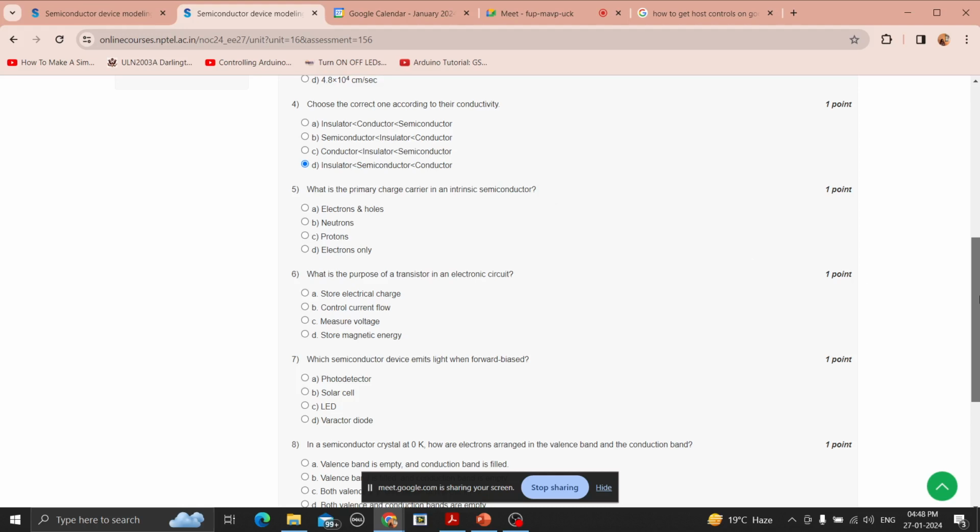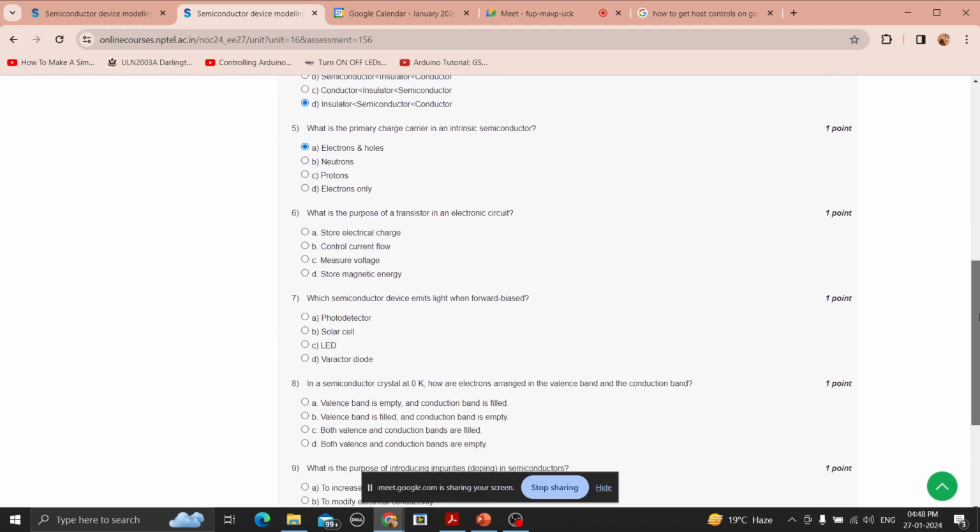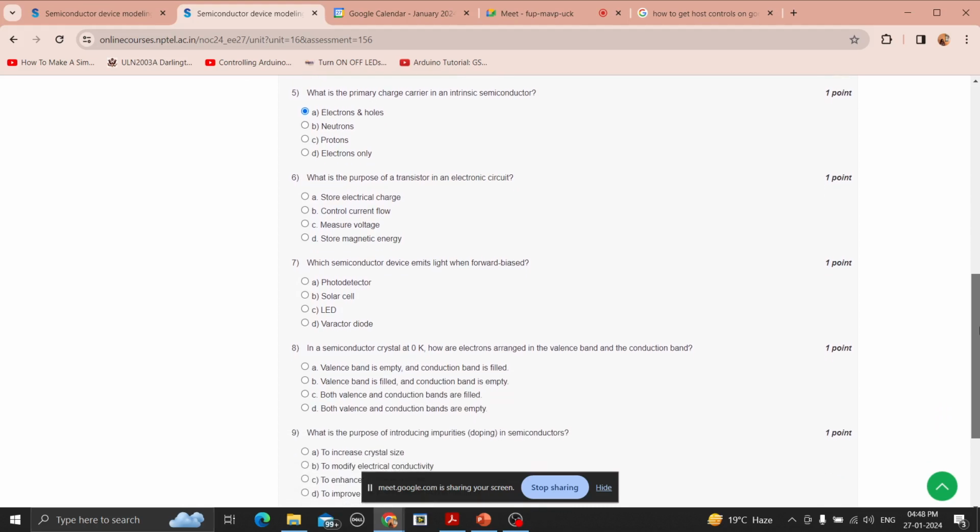What is the primary charge carrier in intrinsic semiconductor? A, ma'am. A. Electrons and holes. Yes. So how is charge generated in intrinsic semiconductor? How are electrons and holes generated? In this question, I was trapped. Can you please elaborate how holes participate in conduction in case of intrinsic semiconductor?